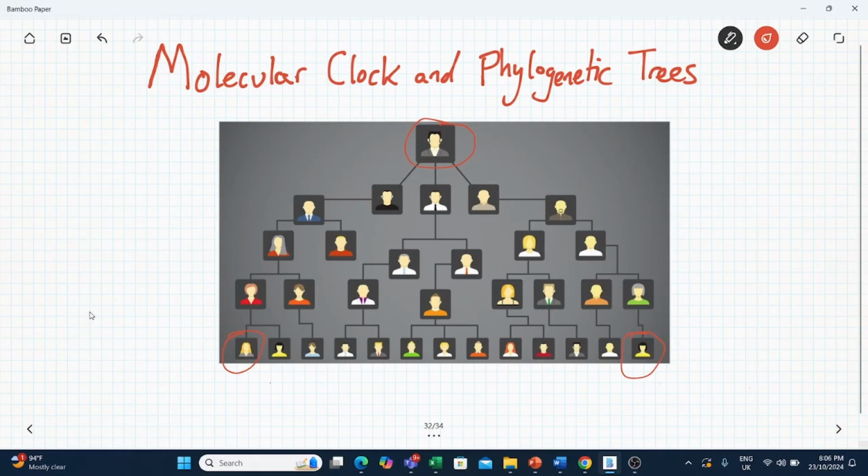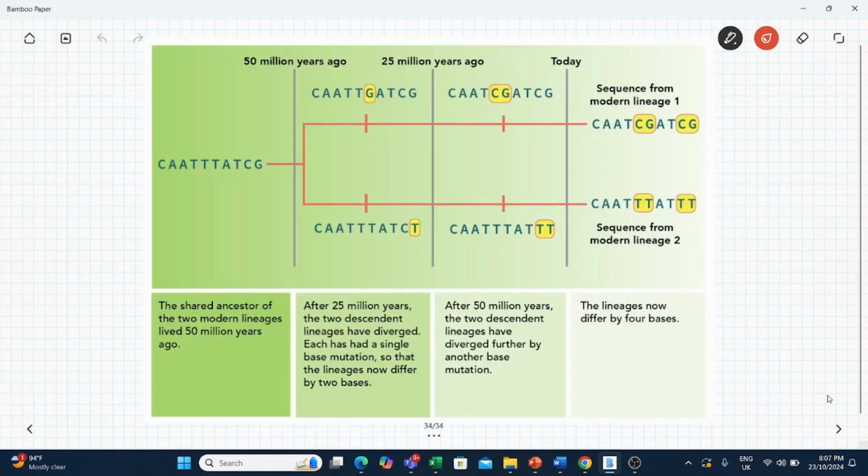Well, all we need to do is find a gene sequence. And we have to be quite picky with the gene sequence. We want something which is reasonably stable, but that does change over time. Well, if we have a look at a gene sequence from this organism and one from here, what you might find is there's a few bases which are different. Now, based on how long this takes, we can figure out the rate of change of the DNA sequence.